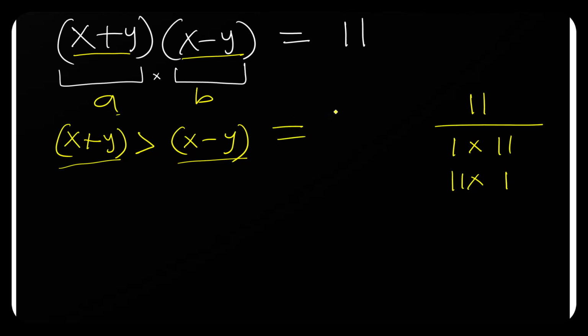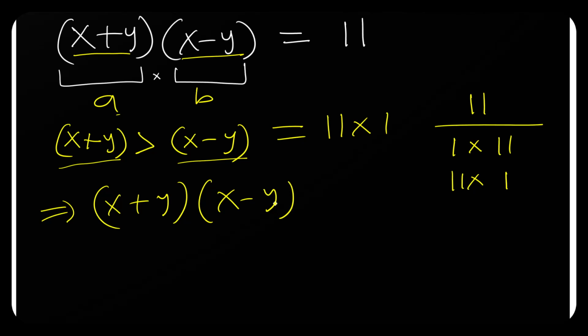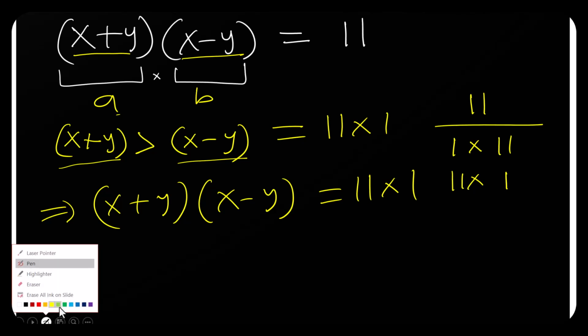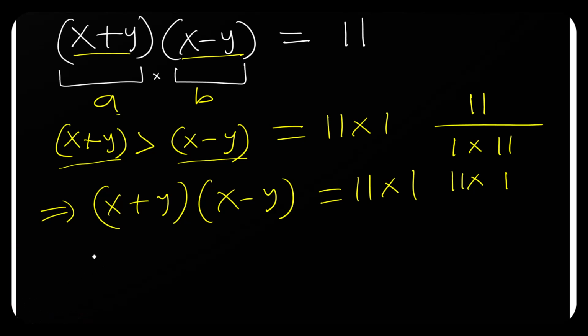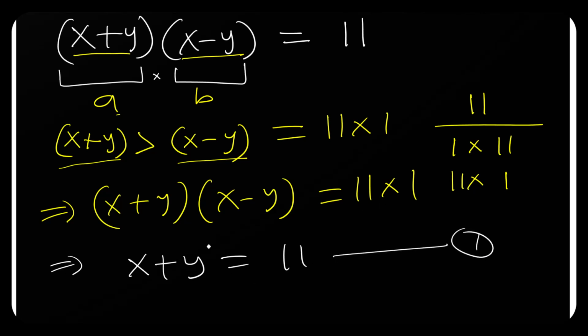Now, with that, we say 11, which is 1 times 11 or 11 times 1, will be written in the form of this. So x plus y, x minus y, the same as 11 times 1. When we compare, we have the bigger side, x plus y, as 11. Let's name it equation 1, and the smaller side, x minus y, is 1, equation 2.